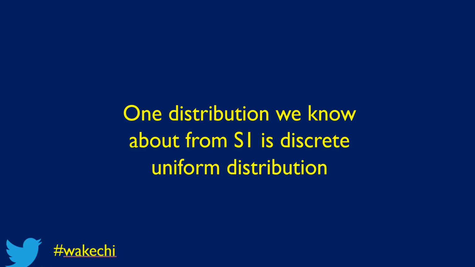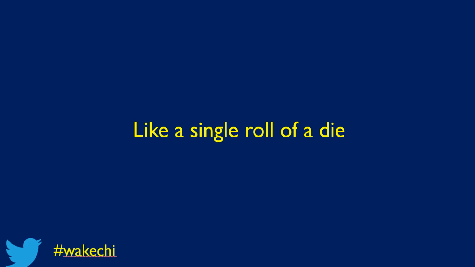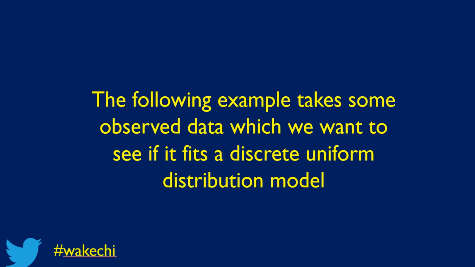One distribution we met in S1 is the discrete uniform distribution. There's plenty of other types we can apply goodness of fit tests for, but for this video we're just going to look at discrete uniform. So just a reminder of what that is. This is where the probability for each variable is equally likely. For example, when you roll a die, you've got just as much chance of getting a 1 as you have a 2. So you expect the probability to be the same for all the variables.